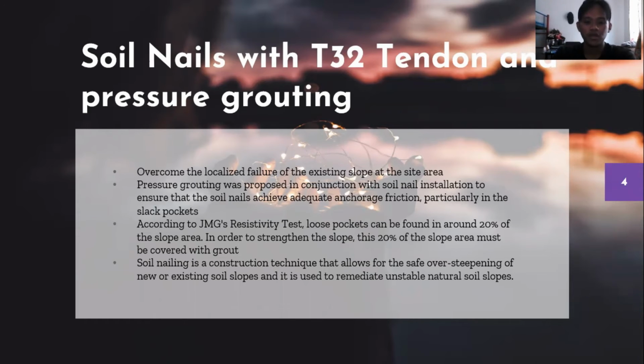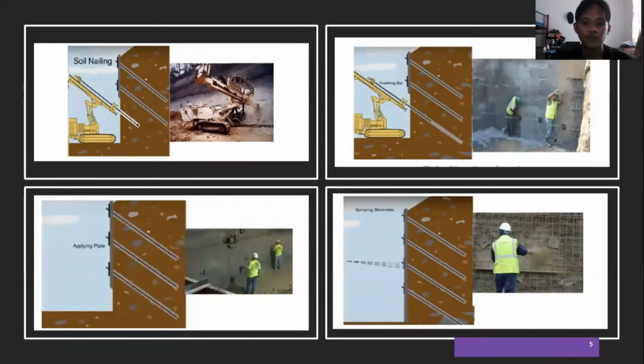Next, soil nailing is a construction technique that allows for the safe overstepping of new or existing soil slopes, and it is used to remediate unstable natural soil slopes. Because this area usually has failures, we use soil nailing to make sure the unstable natural soil slope can be overcome. So these are the step by step procedures for soil nailing. One is the drilling. Next, we apply the steel, which is T32, and then we apply the plate. And finally, we spray the shotcrete.